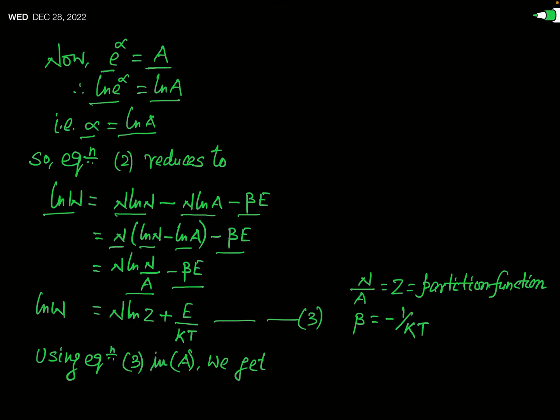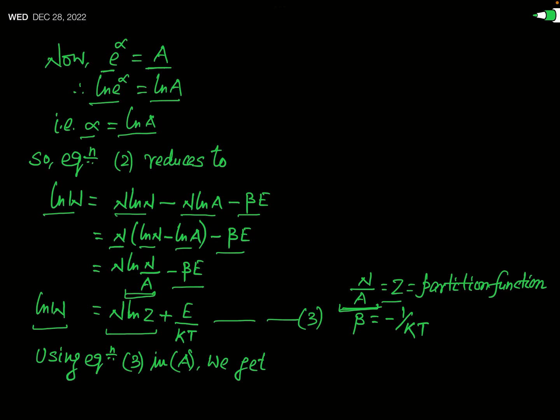But you have studied in the previous lecture that this n by A is what? This is actually equal to Z, which is called the partition function. You have watched the previous video, and you can see there that this n by A is called the partition function, and it is denoted by the symbol Z. So instead of this n over A, I have written Z.